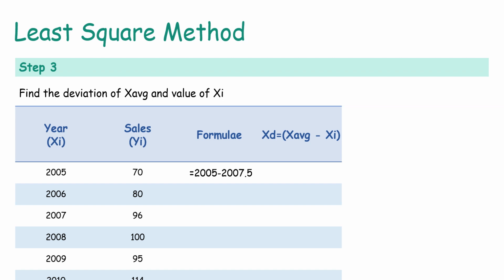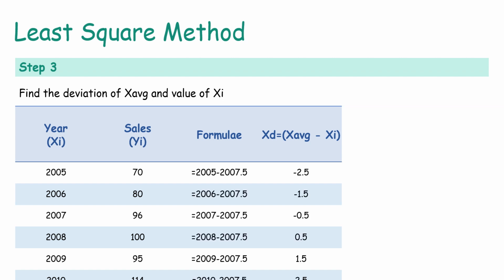So it's pretty simple. 2005 subtracted from your X average, which is 2007.5, right? So I think the formula is mentioned wrong. It's xi minus x average. So it's minus 2.5, and similarly do it for the rest. So you have minus 2.5, minus 1.5, minus 0.5, 0.5, 1.5 and 2.5.